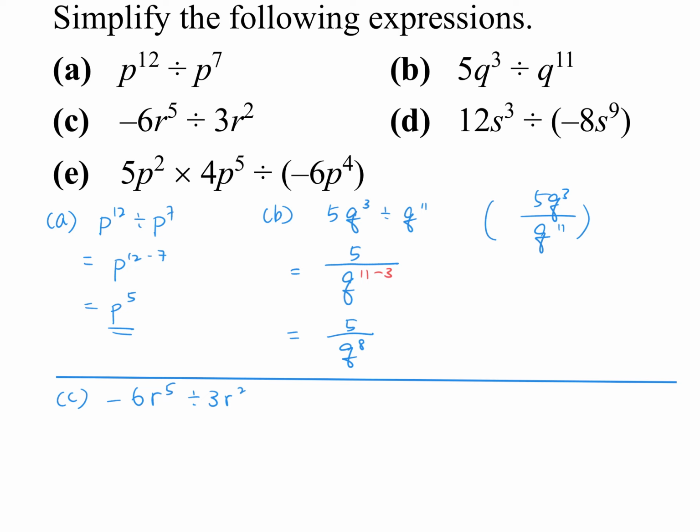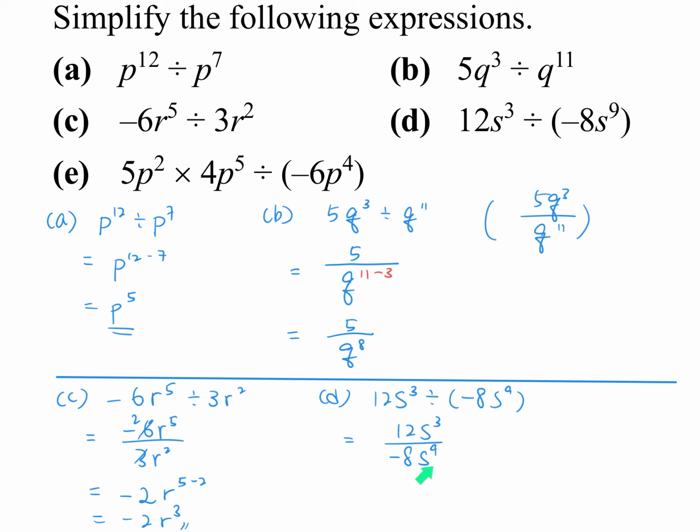Part C. Again, if you are afraid of this, you can rewrite so that you can see the numerator index is more than the denominator index. So there are more r in the numerator. At the end, r stays in the numerator. Now we can do the calculation. First of all, 6 and 3. We have 2 in the numerator, negative 2, and then r, 5 minus 2. And so at the end, negative 2r cubed for the final answer.